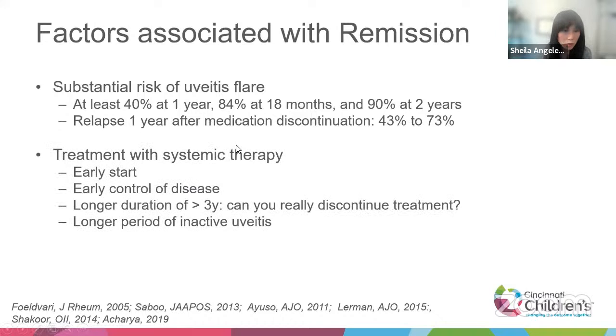A lot of the studies have shown that some of the factors associated with remission are starting medication early, controlling the disease early, and treating them for a longer period of time. Some studies show 3 years, but the real question is, are we able to discontinue treatment, especially since so many of them flare early? And the longer you have inactive uveitis, the higher the chance of remission later. There was another study that talked about perhaps the uveitis diagnosis also playing a factor in whether or not you'll achieve remission later.